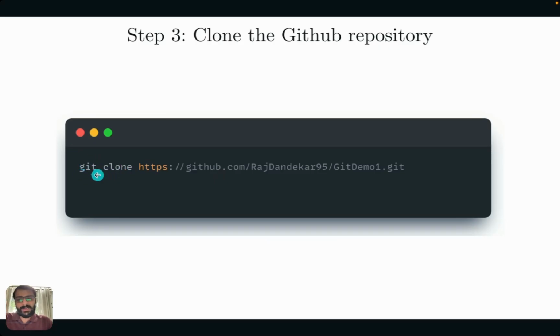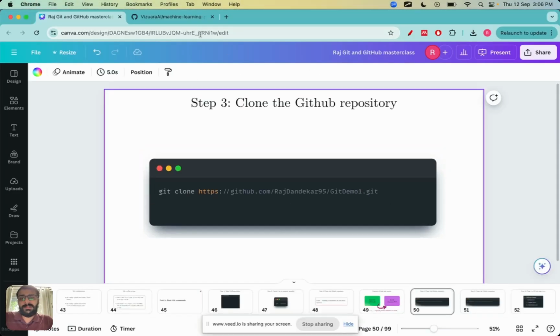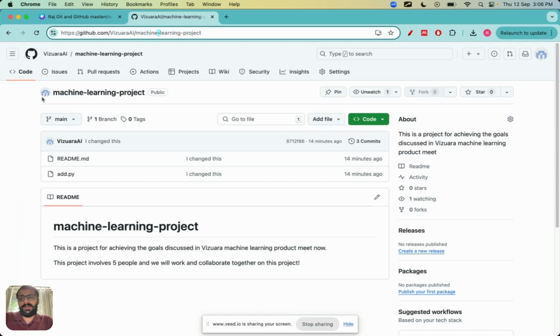How does the system recognize what is Git? Because we have already installed Git before. And what's this link over here? This link is basically this link right over here, .git.